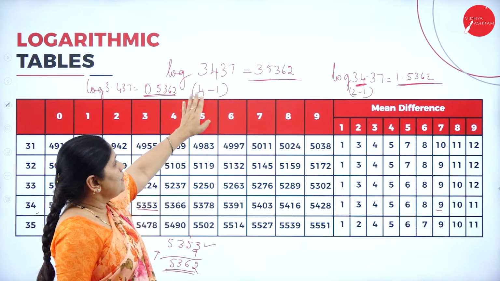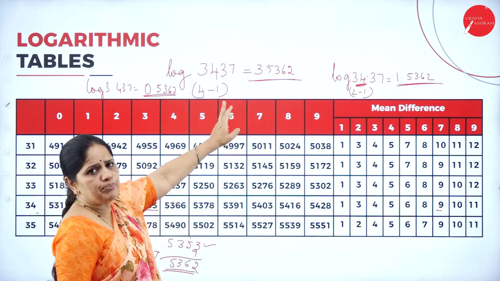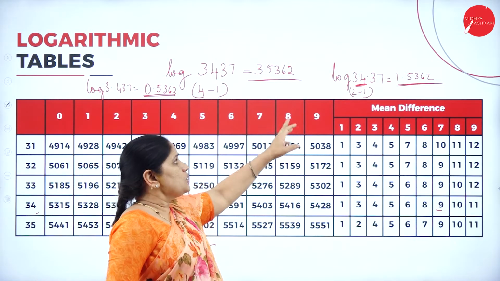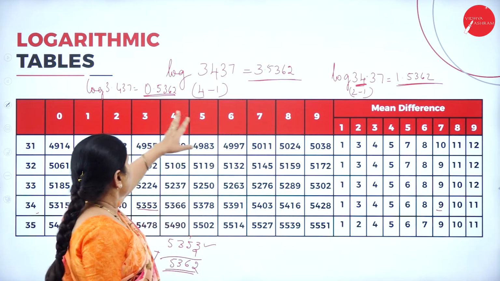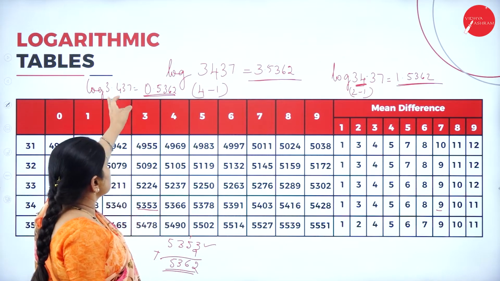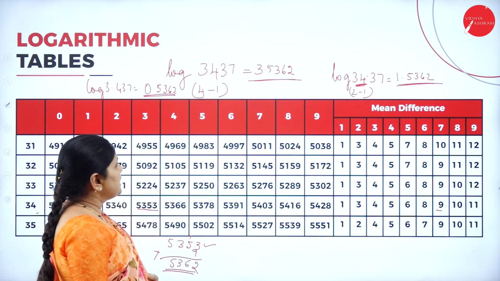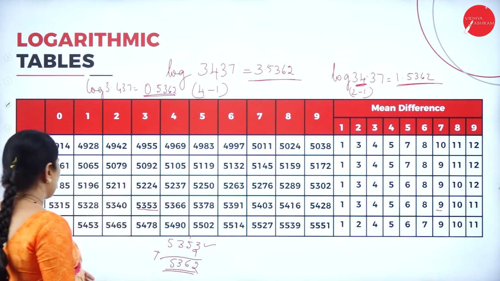So when the given number is of 4 digits, then the characteristic will be 3. Suppose they are given only 2 digits, 2 minus 1 is 1, 1.5362. Then if there is only 1 digit, 1 minus 1 is 0, so 0.5362. So in this way we have to find out the log values.